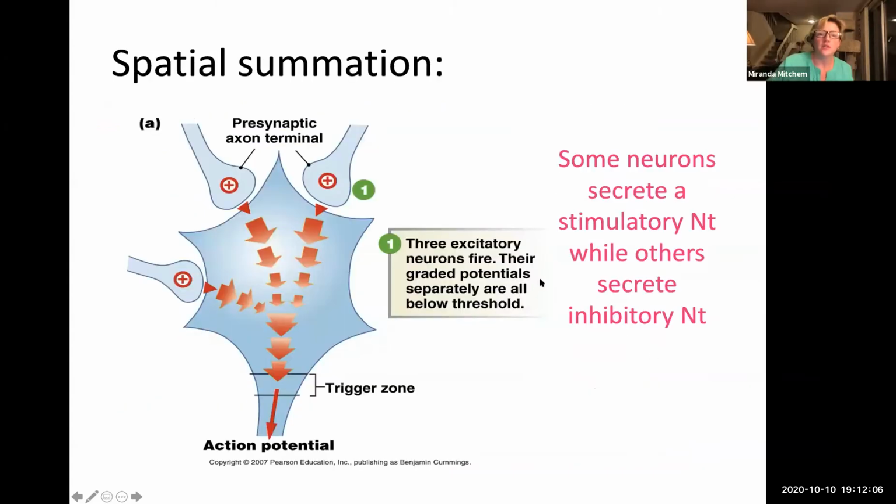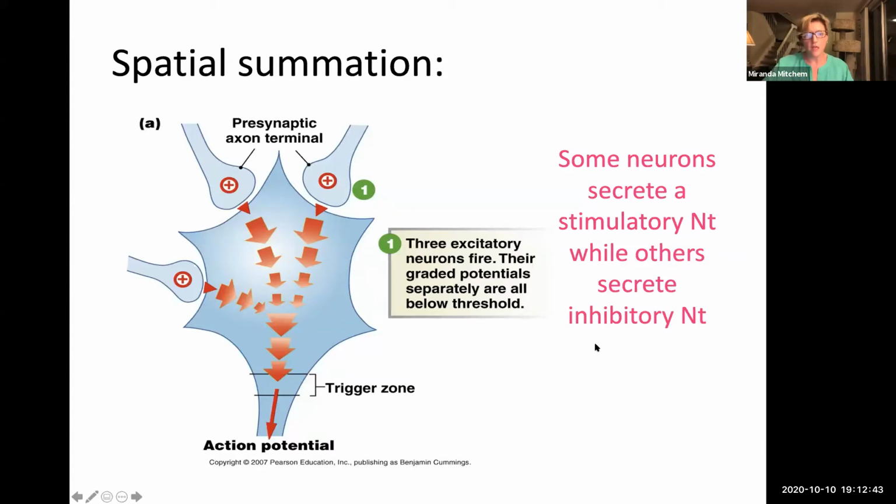Okay, so spatial summation, we're looking at all one type of signal here coming in from 3 different presynaptic neurons. It adds together, and if we have enough that passes through the trigger zone or through that axon hillock, it results in the action potential. So the closer the input is to the trigger zone, the more likely the action potential gets fired, because these signals dissipate over distance. So the closer you are, the better.